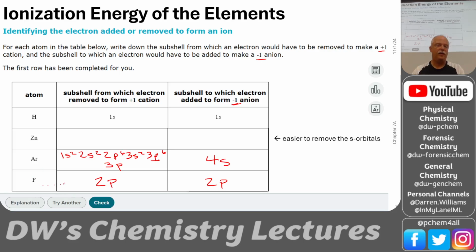So we pull an electron out of the 2p, and it would be a 2p4, right? That would be the cation. And then if we put it into the 2p, it would be the 2p6. We'd have all 6 electrons in there, and that would be the anion.